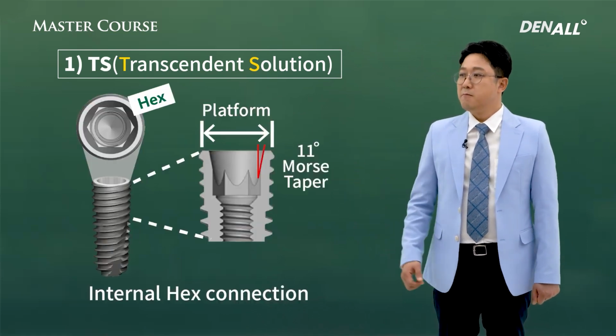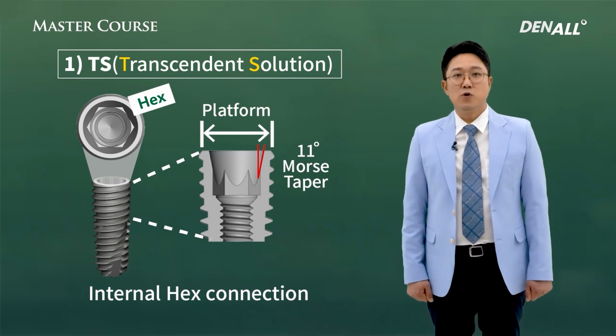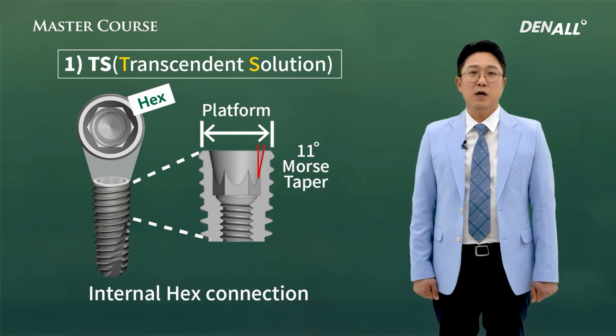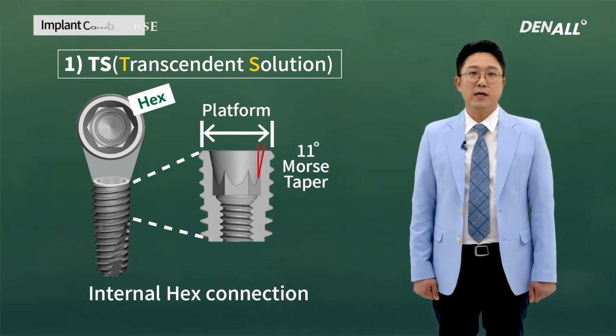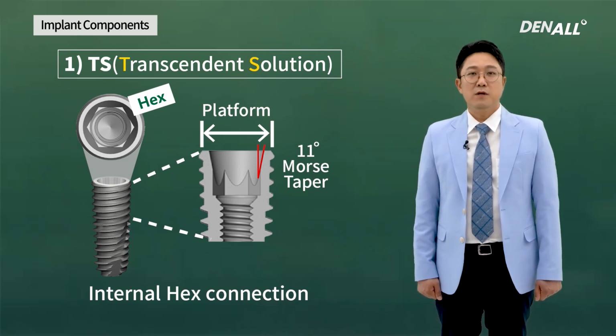Internal hex means that within the implant, the structure which you connect with the abutment is shaped like a hexagon. If it does not have the hexagon shape, it's non-hex, and if it's shaped like an octagon, it's internal octa.